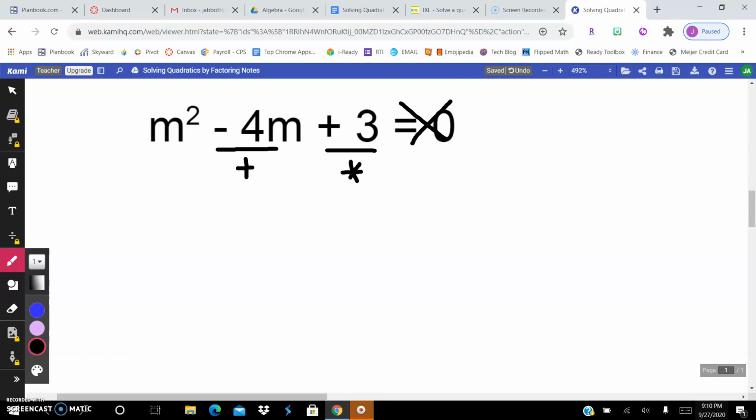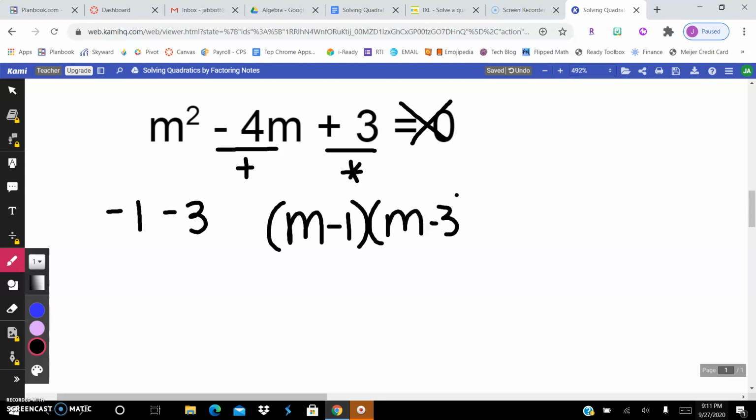So factors of 3 would be 1 and 3. And I want them to add together to be a negative. So in order to multiply to be a positive and add to be a negative, they're both going to have to be negatives. And if I add negative 1 and negative 3 together, I would get negative 4. So remember, we would write our answer as m minus 1 and m minus 3.